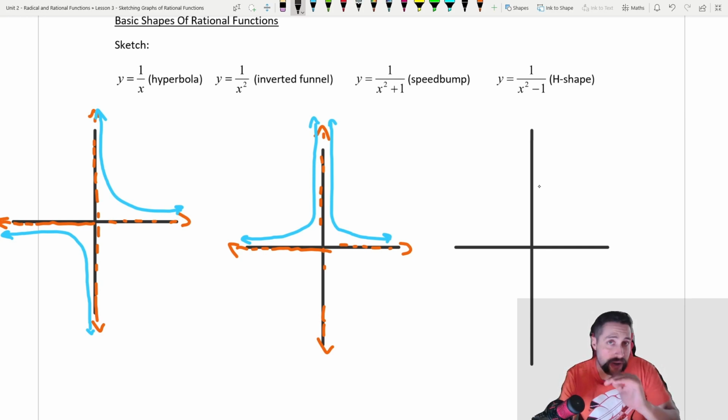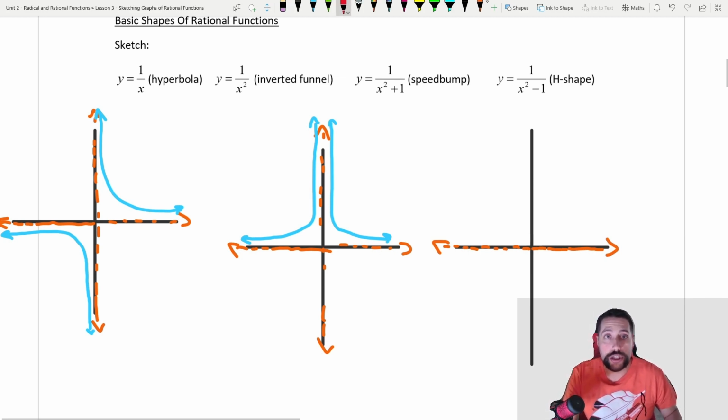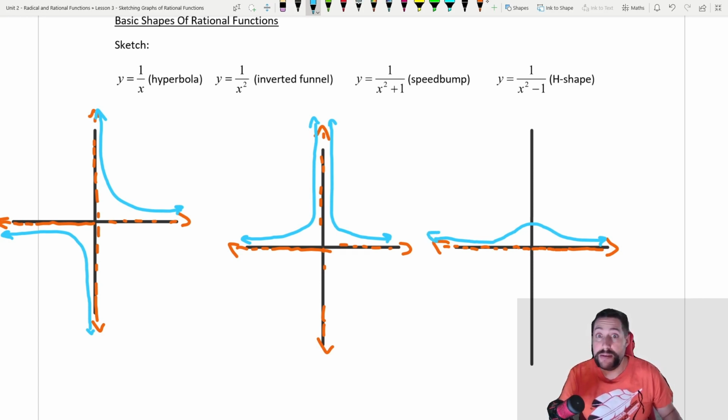Okay, so your denominator cannot equal 0, right? You do not have any vertical asymptotes. Okay, so because of that, it's going to create this shape. So you will follow along the asymptote, come up, hit your point, come down, and carry on. Okay, that's what a speed bump is.